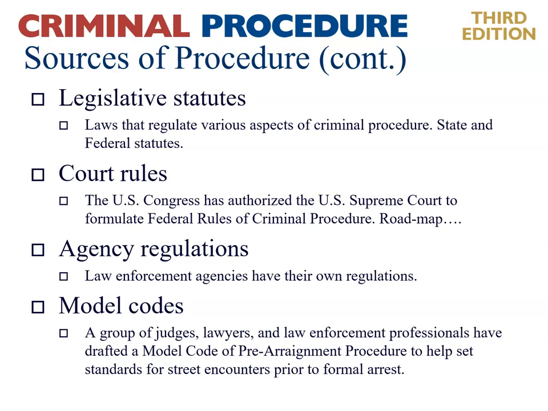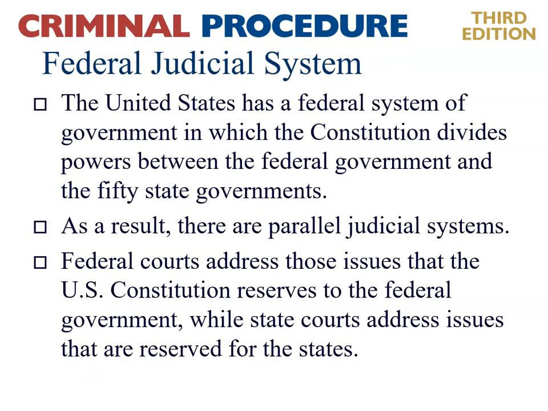And then there is something called model code. Now, model codes, this is where we have a group of judges and lawyers and law enforcement professionals, and they've drafted what we call the model code of criminal procedure, or in this case, pre-arraignment procedure, to help set standards for things like street encounters prior to formal arrest, etc. So states can look at these model codes and take some of those codes and implement them into their own agency regulations, court rules, or legislative statutes. So these are what we call model codes. So hopefully that makes a little bit of sense on everything that I've gone through.